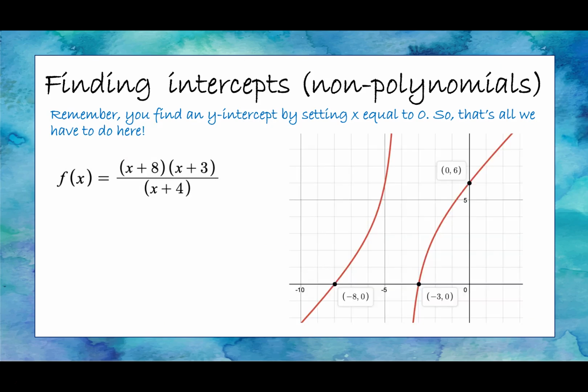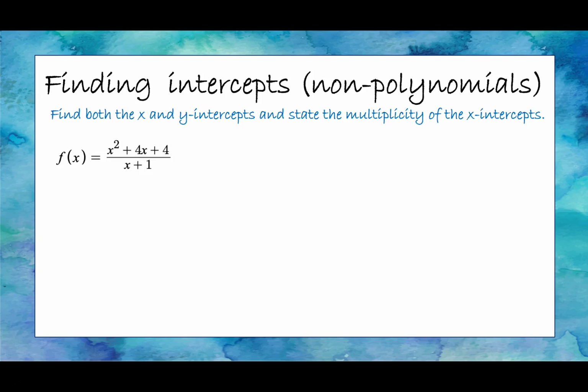All right, here's the graph of what this looks like, and you can see that our 6 was our y-intercept, and our -8 and our -3 are in fact our x-intercepts. Let's try another problem. So as a reminder, for x-intercepts, we set our y equal to 0, which is setting this whole thing equal to 0. And the only time a fraction is equal to 0 is when our numerator is equal to 0.